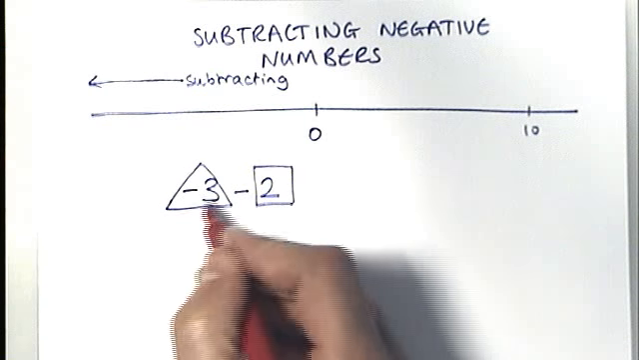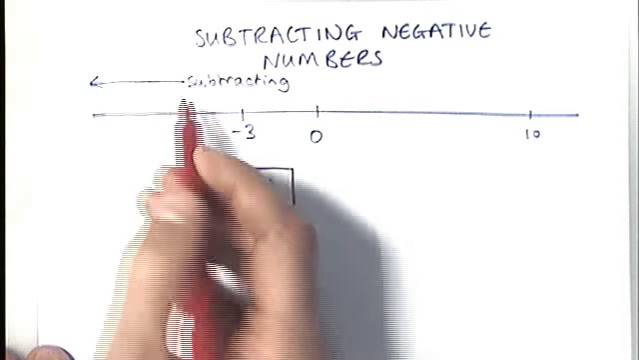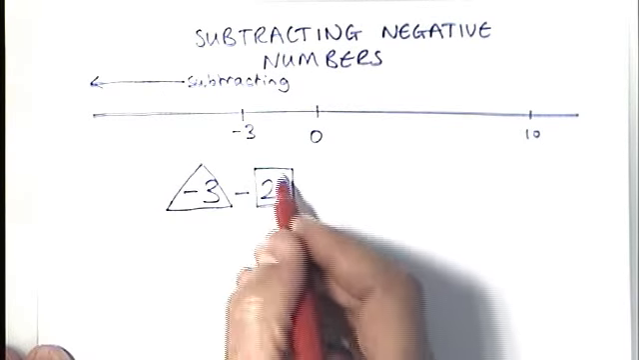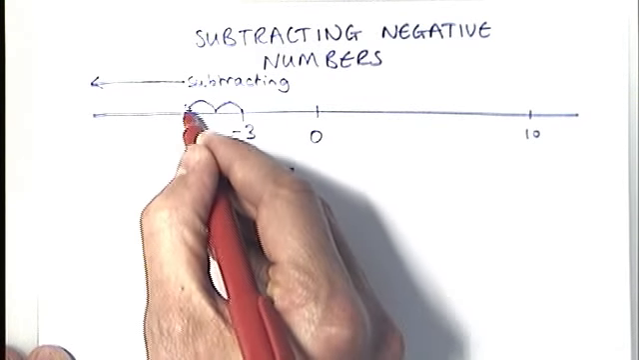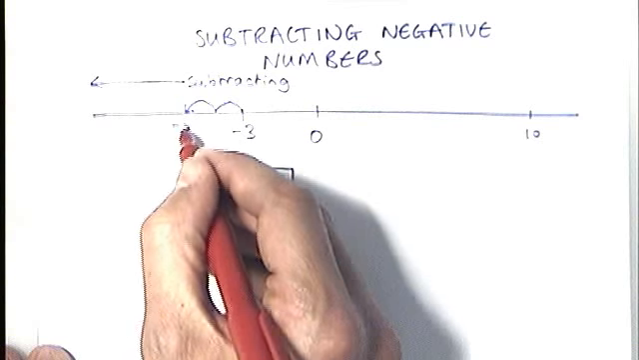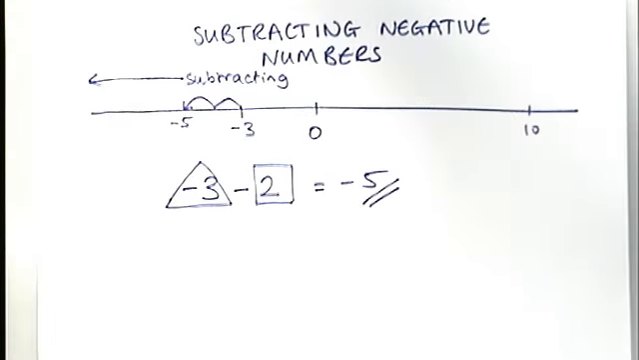Okay, so we've got -3, which is down here. And this is subtracting, so we should be moving to the left, and we're just subtracting a normal 2, so there's no need to change the rule. Okay, subtracting 2 takes us to -5, and that is your answer.